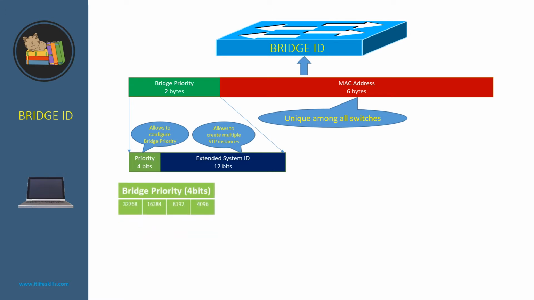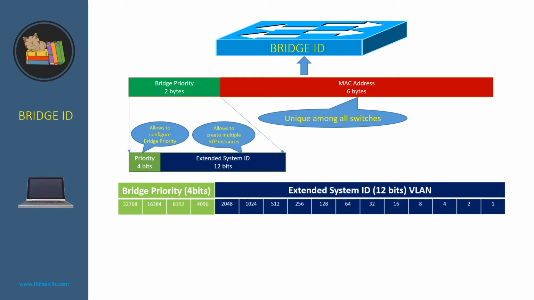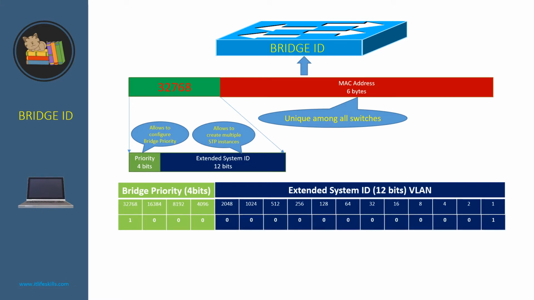The priority field makes up the 4 leftmost bits and has a value of 0 to 61,440. Bridge priority field can only be set in increments of 4096. The extended system ID is 12 bits long and has a value of 1 to 4095, corresponding to the respective VLAN participating in STP. The default value of the priority is 32,768. The default value of the extended system ID is 1.